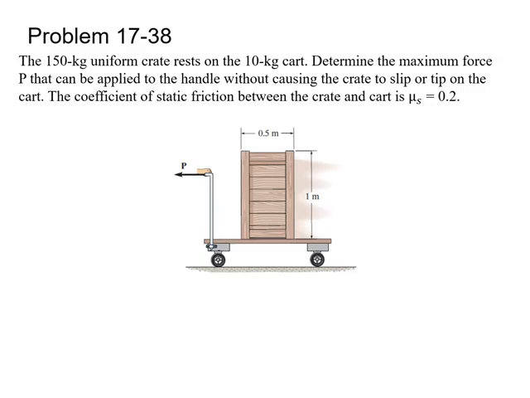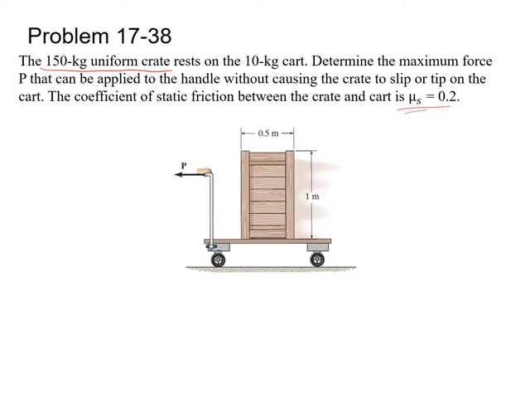Now to solve the problem related to these tipping or slipping conditions, the problem is 17-38 from your Hibbeler book. This is an exercise problem, and the statement is: a 150 kg uniform crate rests on the 100 kg cart. Determine the maximum force P that can be applied to the handle without causing the crate to slip or tip on the cart. The coefficient of static friction between the crate and the cart is mu s equal to 0.2.